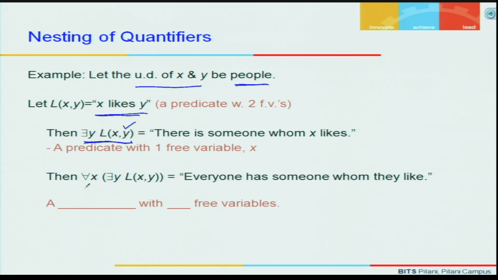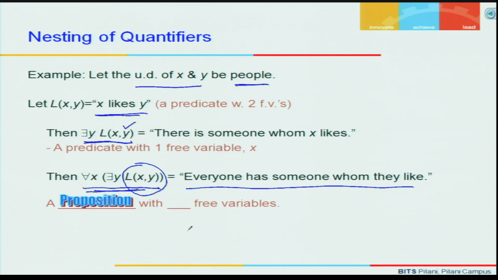Let us take this particular statement. For all x there exists y L(x,y). What does it mean? For every person there exists another person whom he likes. Everyone has someone whom they like, equivalently. Because this particular predicate doesn't have any free variables in this case, this will be very much a proposition, and definitely a proposition will have 0 free variables.